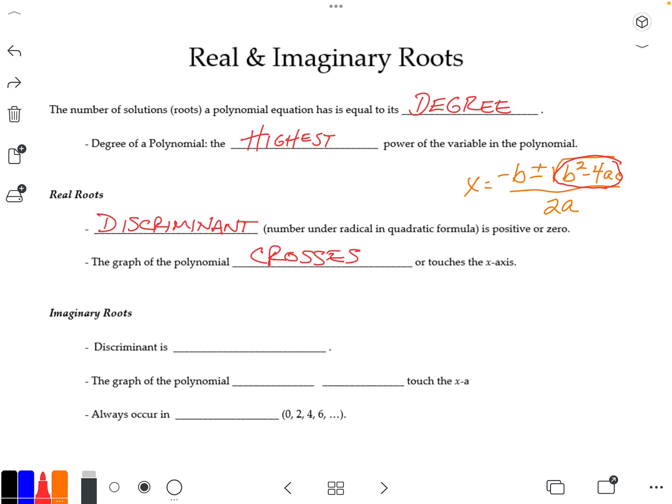All right, so if those are real roots, imaginary roots happen when the discriminant is negative. If I get a negative number under the radical, which means I'm going to have an i in the answer, which is where the imaginary part comes from, then I'm going to have imaginary roots. Also, if the graph of the polynomial does not touch or cross the x-axis, then those are imaginary roots, and they always occur in pairs. Okay, so let's go ahead and figure out numbers of real and imaginary roots.